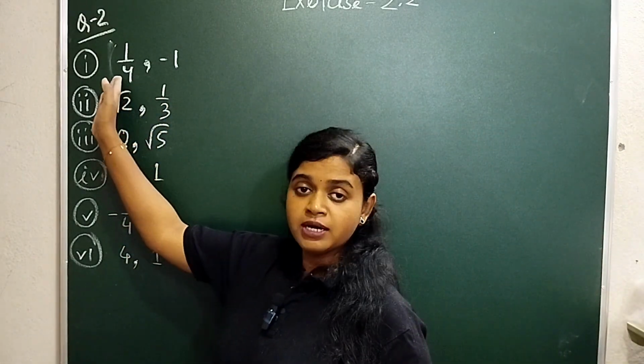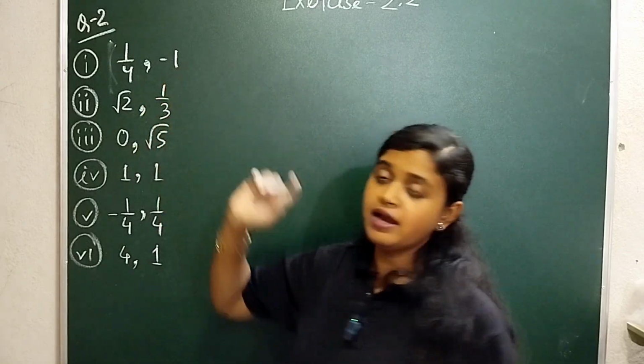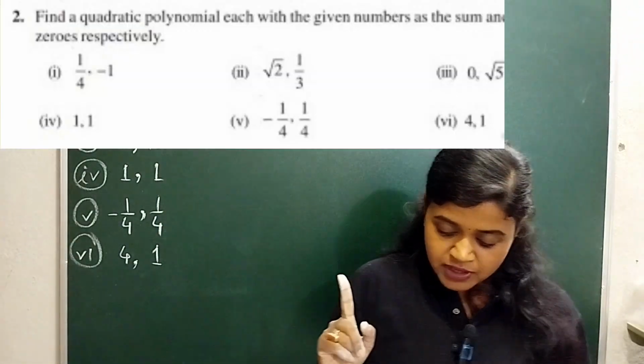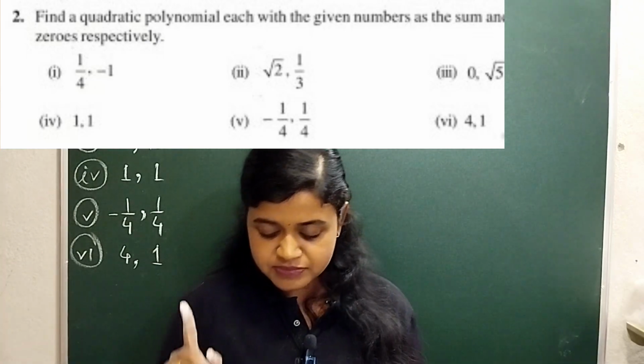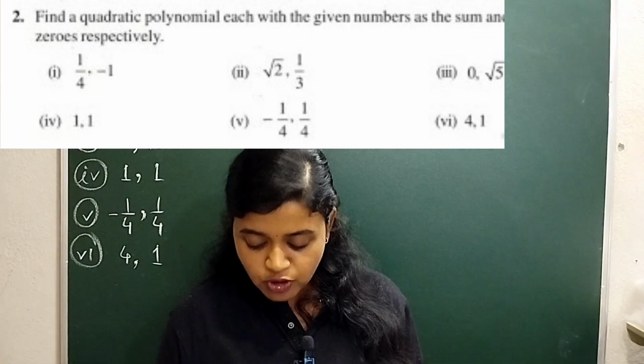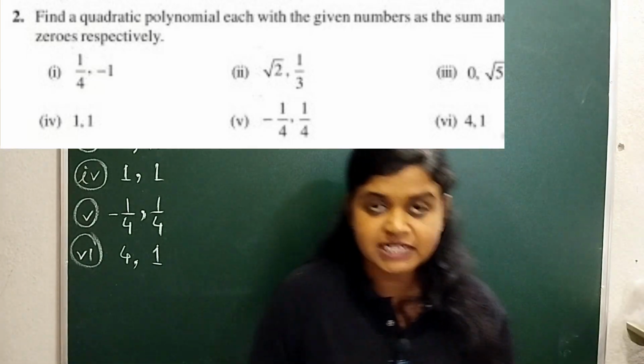In the previous video we discussed exercise 2.2 and question number 1, and in this session we will discuss question number 2: how to find a quadratic polynomial when the sum of the zeros and product of the zeros is given. I have copied from the book. This is the sum of the zeros and this is the product of the zeros, and the question is: find a quadratic polynomial each with the given numbers as the sum and the product of its zeros respectively.